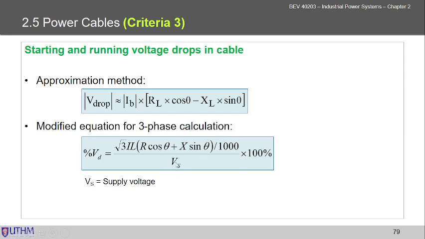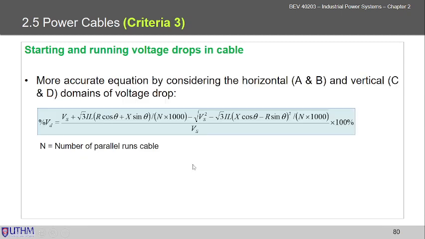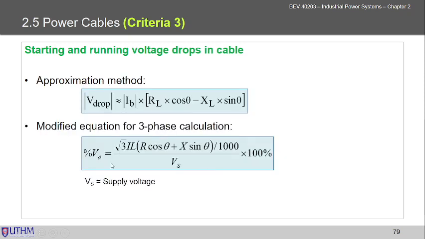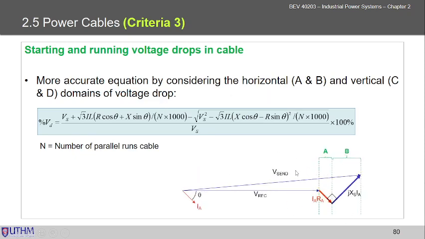And the VS is the line to line voltage for the supply. Let's say for our supply, from the previous year, it is 415, because we laid the cable from 415. Further, if we need more accurate equations, because for these equations, even though we have modified them for three phase application, they still only consider the horizontal voltage drop like this one.